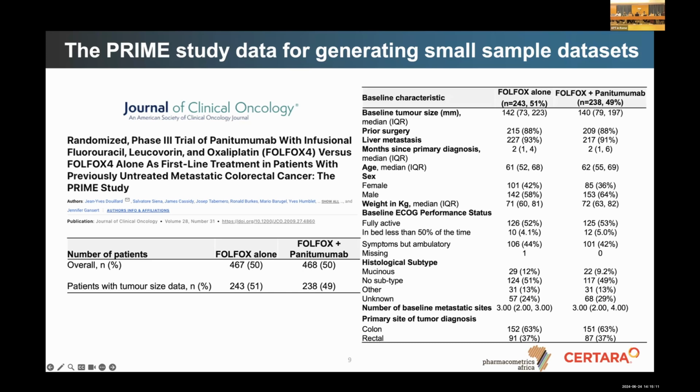I'll show you a list of specific covariates that we are interested in. We have several covariates ranging from tumor size related covariates to different patient demographic characteristics: age, sex, weight, performance status, to variables like tumor histology, number of baseline metastatic sites, and primary site of tumor diagnosis. The point that we would emphasize here is that given that this is a randomized control trial, there's quite some balancing of these different characteristics across the 2 treatment arms.